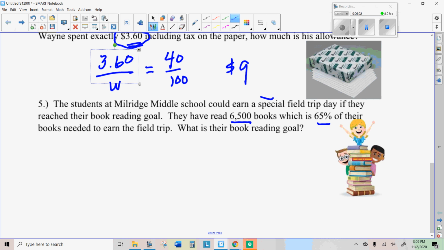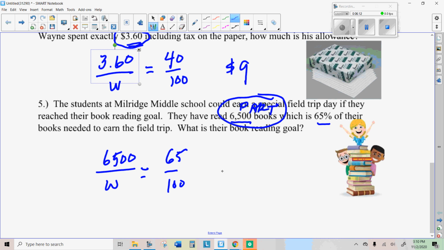Again, can you tell that this is part of the total? It's part of the goal. So use that as your part, set up your proportion, and see if you get the right answer. You should have got that the whole reading goal was 10,000 books. All right.